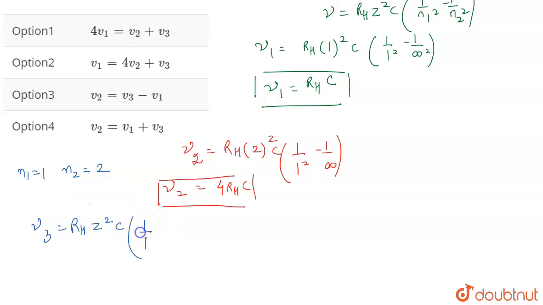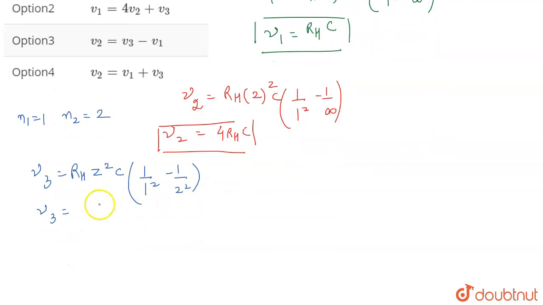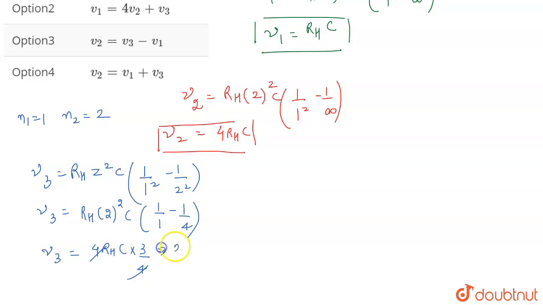So, this means that this will be 1 by 1 square minus 1 by 2 square. So, what does this become now? If you solve this, nu3 will be equal to, now Z will be 2 only because again they are talking about He+. So, this will become RH 2 square into C into 1 by 1 minus 1 by 4. So, nu3 becomes 4 RHC into 3 by 4. So, this becomes 3 RH into C. This is the value for nu3.